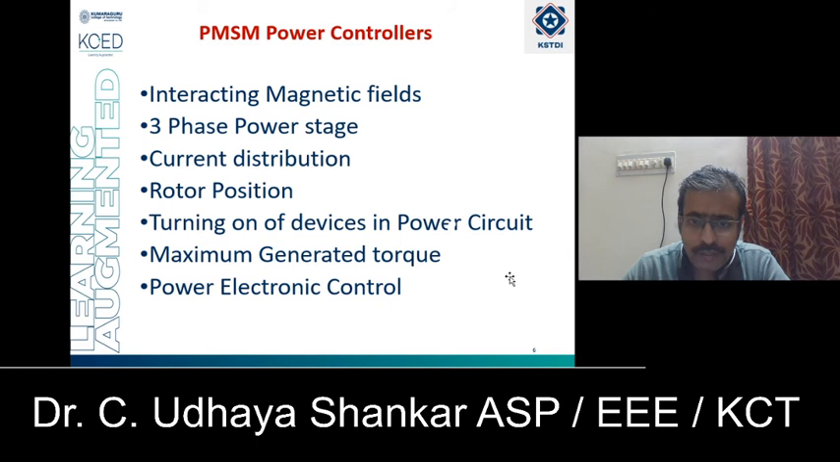When the armature winding draws a current, the current distribution within the stator armature winding depends upon the rotor position and the turning on process of the devices in the control circuit. The sine wave voltage output is to be applied to the three-phase winding system in a way that the angle between stator and rotor flux is kept close to 90 degrees to get the maximum generated torque. To meet this criterion, the motor requires the electronic control, or power electronic control, for its operation.